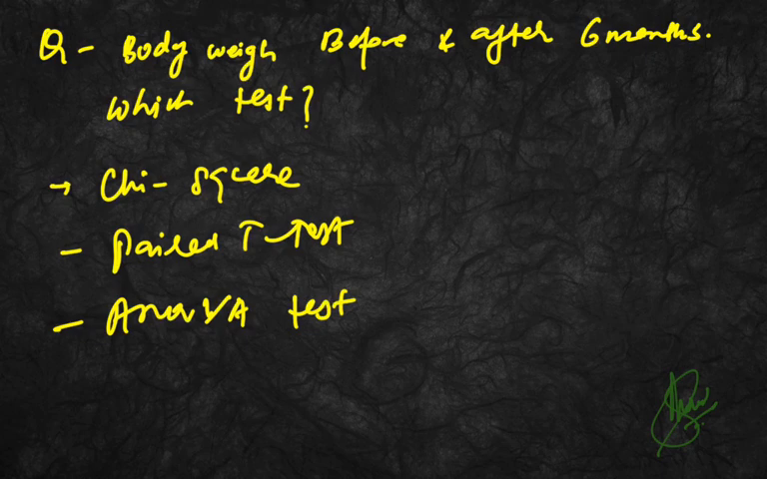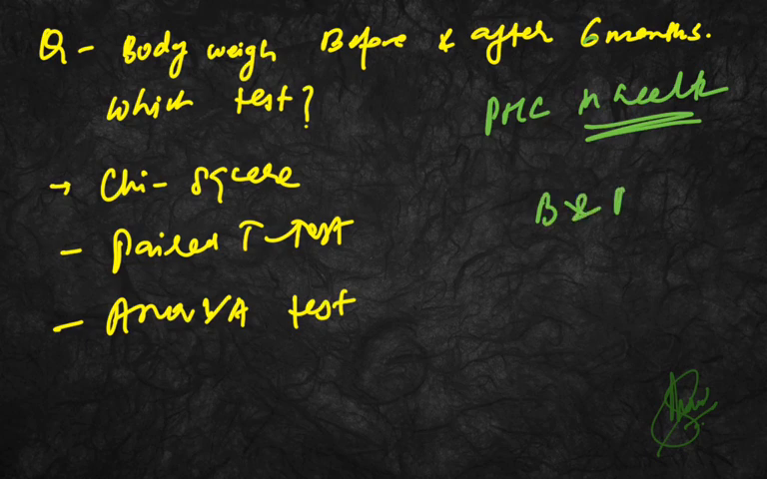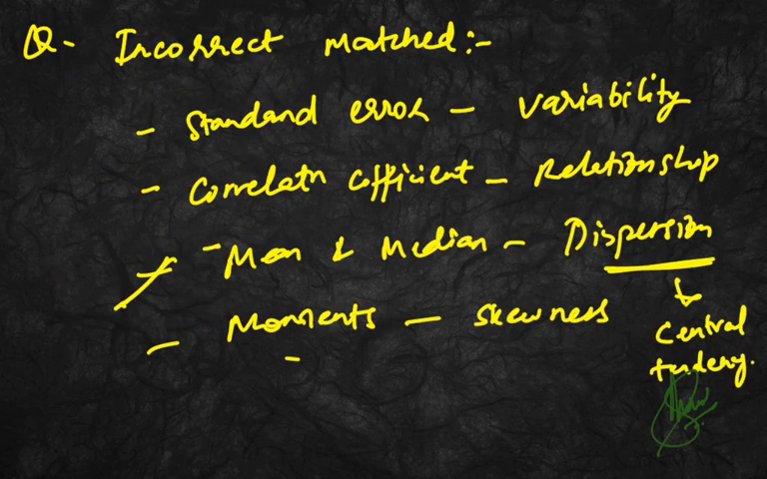Body weight before and after 6 months was noted in a PSC in a health register. Which test? This is from PSM. If you are comparing anything before and after, the answer is always the paired t test. You are measuring the weight, so that will be the paired t test.